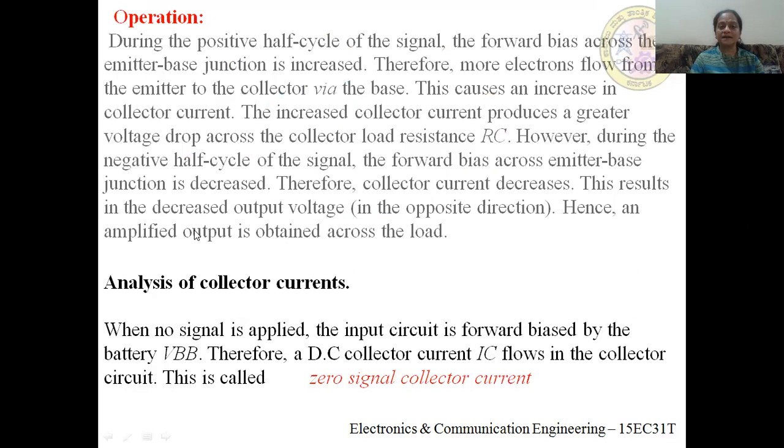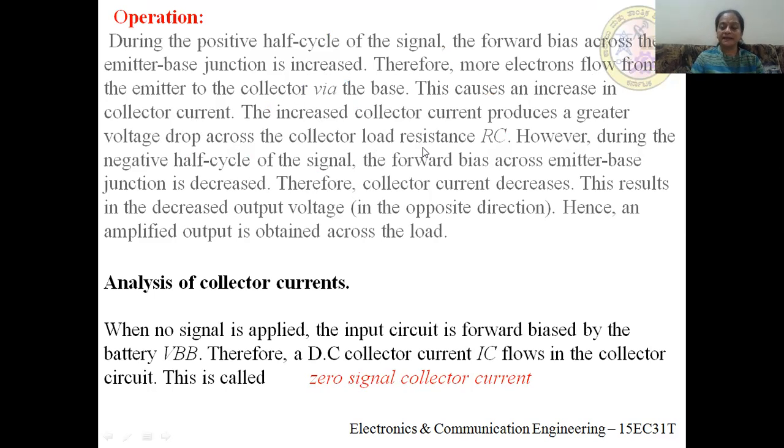So if you see the working, during the positive half cycle, the forward bias across the emitter junction is increased. Already we have a voltage VBB, and along with that, the positive half cycle increases it. Therefore, more electrons flow from emitter to collector via the base. Already you know that the base is lightly doped, so much of the current is not wasted. Whatever the emitter emits, almost the whole of it forms the collector current. This causes an increase in collector current. The increased collector current produces a greater voltage drop across the resistor.